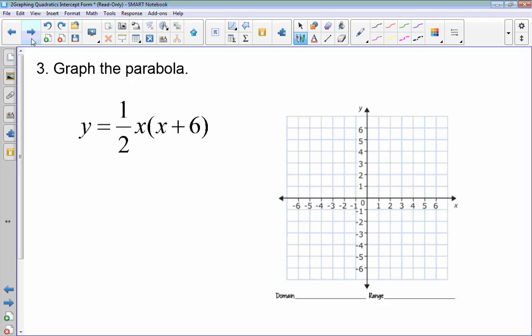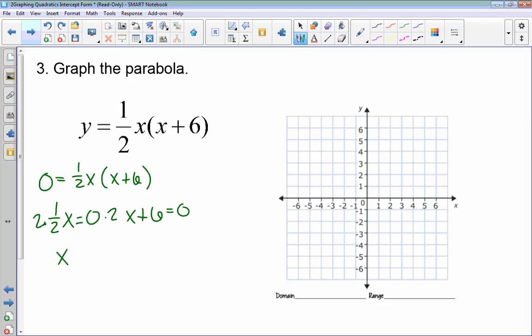Remember, our first step is to solve for x. So we set y equal to 0 and solve by setting each of our factors equal to 0. So here we're going to divide by 1/2, or, if you're clever, multiply by 2, and I still get x equals 0. And here I get x equals -6. So let's go ahead and plot those two. We have 0 and we have -6.